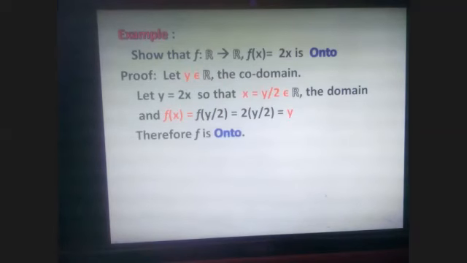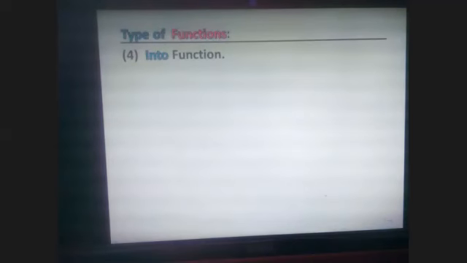Well, I will ask this question later also. If it is from N to N, will it be onto? f of 1 will be 2, f of 2 will be 4, f of 3 will be 6. It will not be onto because image of 1 is 2, image of 2 is 4. There is no pre-image for 3. Okay, that we will discuss later.